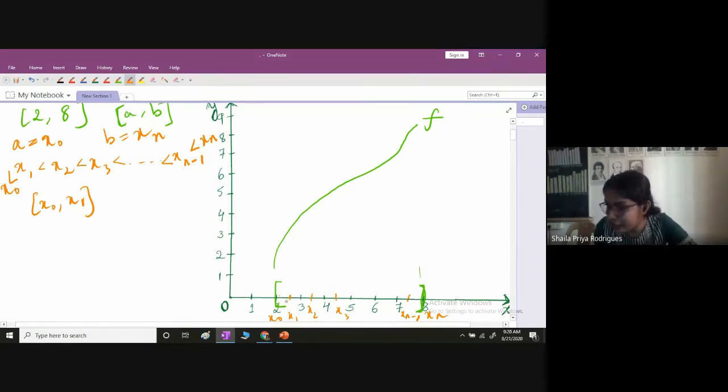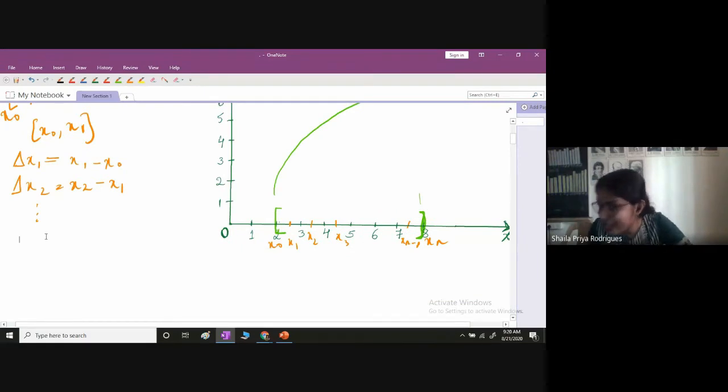How do you find the length of this interval? If I call the length of this subinterval delta x1, how do you find its length? It's x1 minus x0, yes. Similarly, the length of the second subinterval is going to be x2 minus x1, right? You can go on doing this.